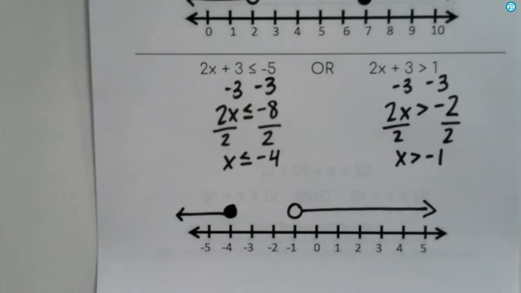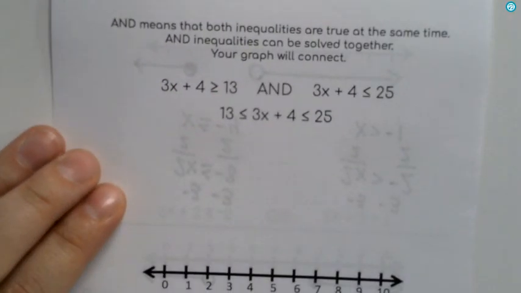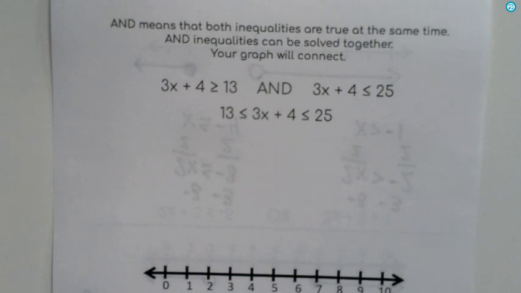Okay, both of those are just like, hey, you're doing 2 problems instead of 1 problem. They get graphed on the same number line. Okay, flip this over. These are the ones where they get squished together a little bit more. So, "and" means that both inequalities are true at the same time.